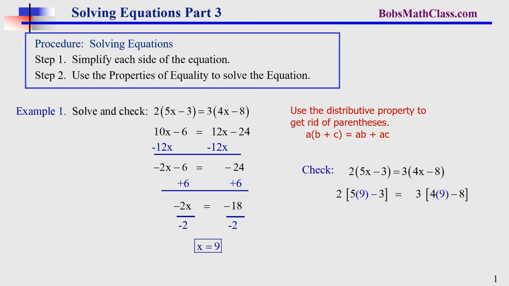All right, do what's inside the parentheses. Do what's inside the brackets. 5 times 9 is 45. And on the right-hand side, 4 times 9 is 36. Now we will continue to do what's inside the brackets on each side. 42 on the left side, 28 on the right side. And then multiply the 2 times 42 and the 3 times 28, and on both sides, you should get 84. So this one does check out.